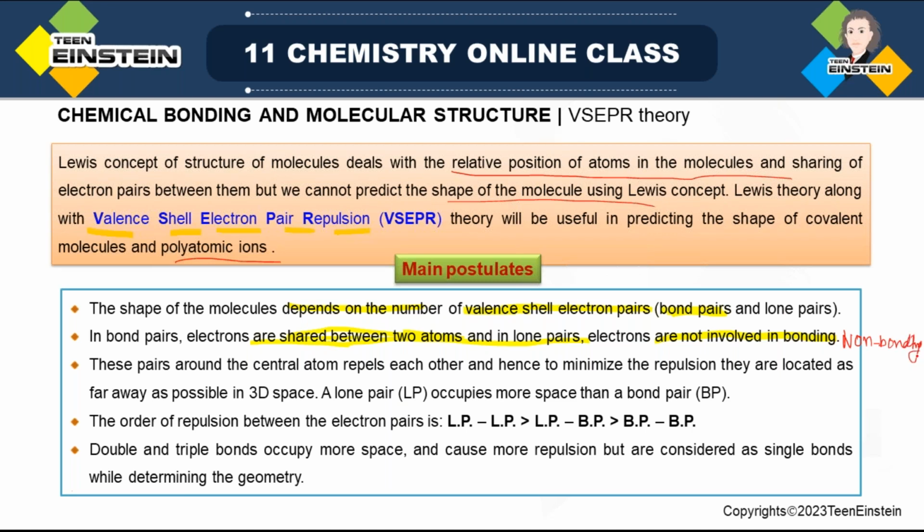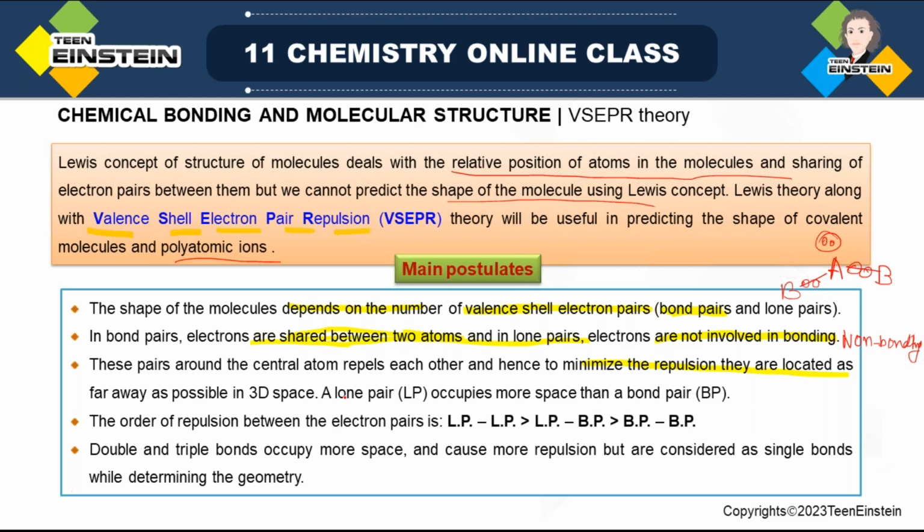So these pairs around the central atom repulse each other, and hence to minimize the repulsion, they are located as far away as possible. Suppose you have any molecule A and there are other atoms, but just focus on A because suppose it is the central atom. Now surrounding A, there may be some electron pair. This is an electron pair which is present in a bond, so this is a bond pair. Some electrons may be present as a lone pair. There may be another bond pair.